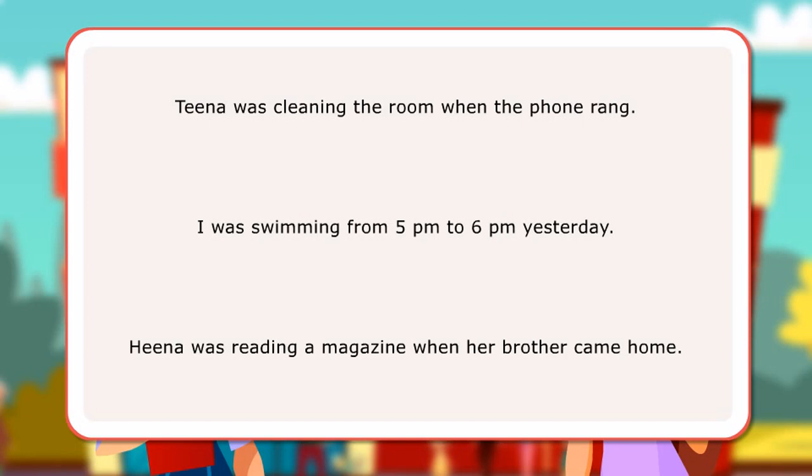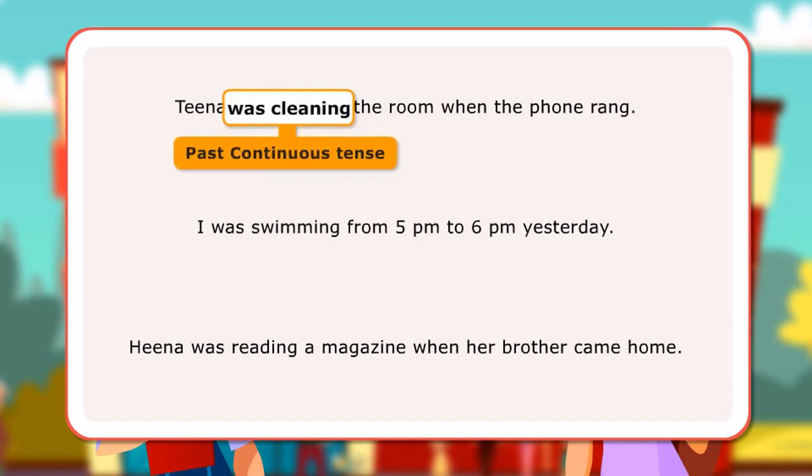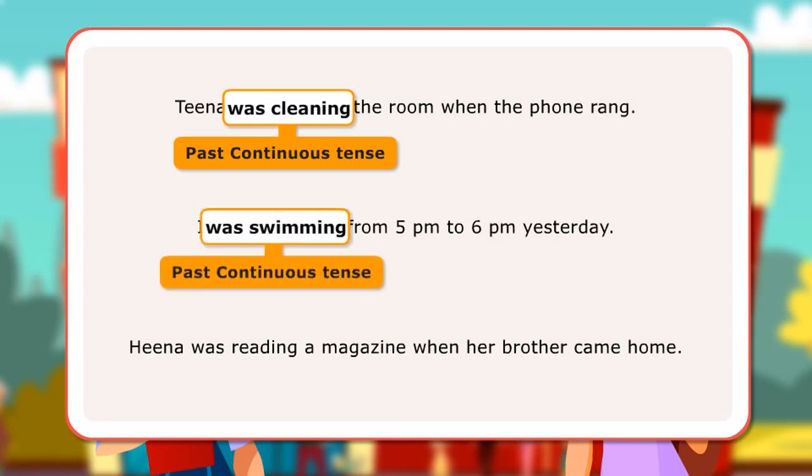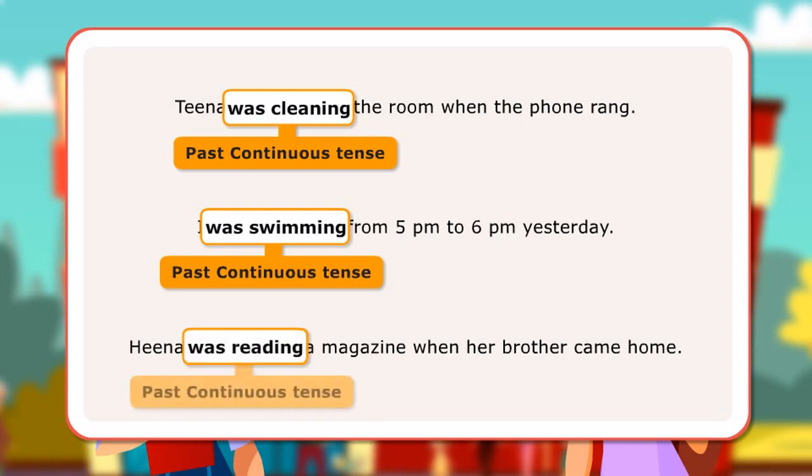In the first sentence, was cleaning is past continuous tense as it speaks about an action that was going on in the past when another action happened. In the next sentence, was swimming is past continuous tense as it tells about an activity continuing for some time in the past. In the third sentence, was reading is again past continuous tense since the verb speaks about something that was taking place in the past when something else happened.